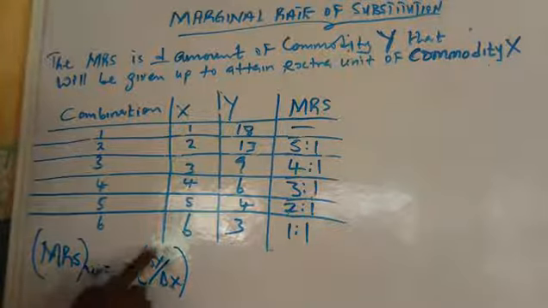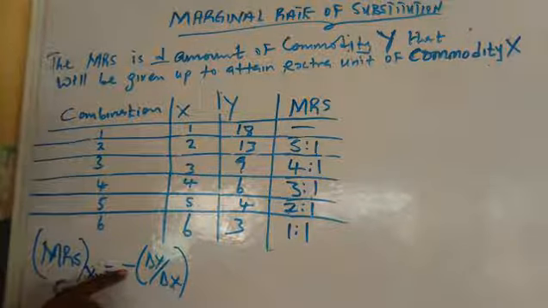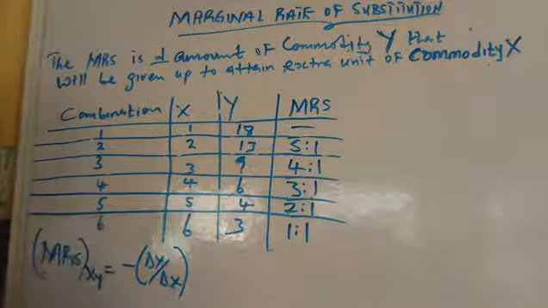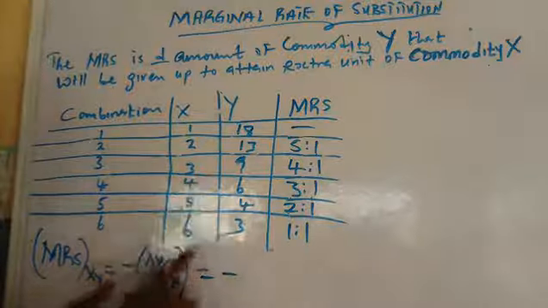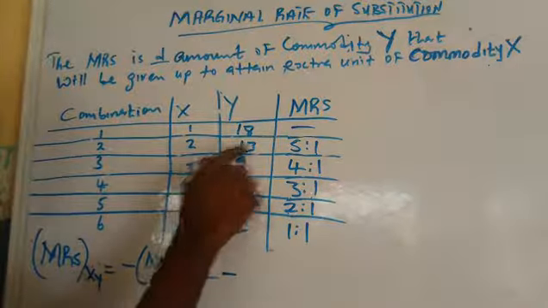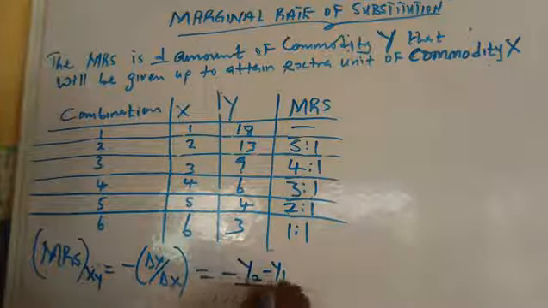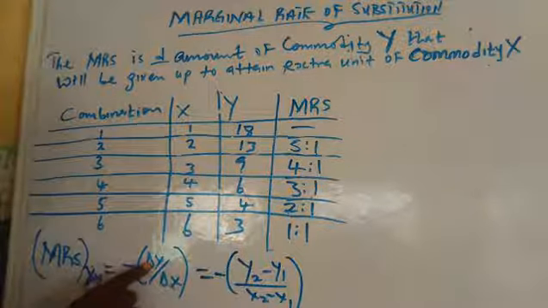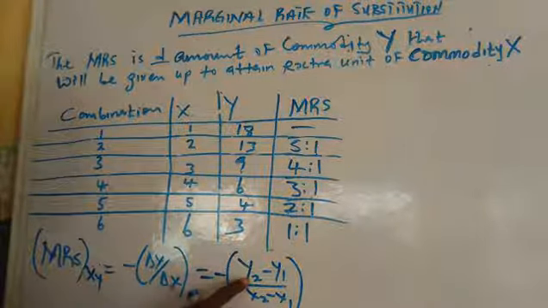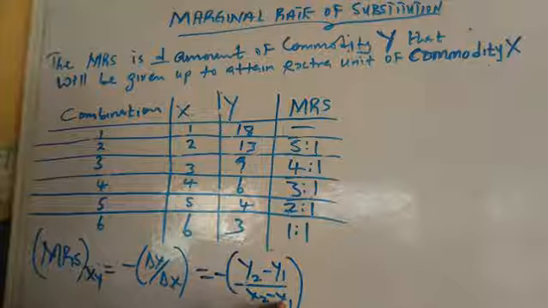We have minus, bracket open, change in Y over change in X. This negative is there, and you're going to see the reason why we put the negative now. Let me do this for you. If I want to find this, I have my minus, then my change in Y, which is Y2 minus Y1, over change in X, X2 minus X1. So I'm talking about Y here. Y2 means new Y. Y1 means old Y. X2 means new X. X1 means old X.